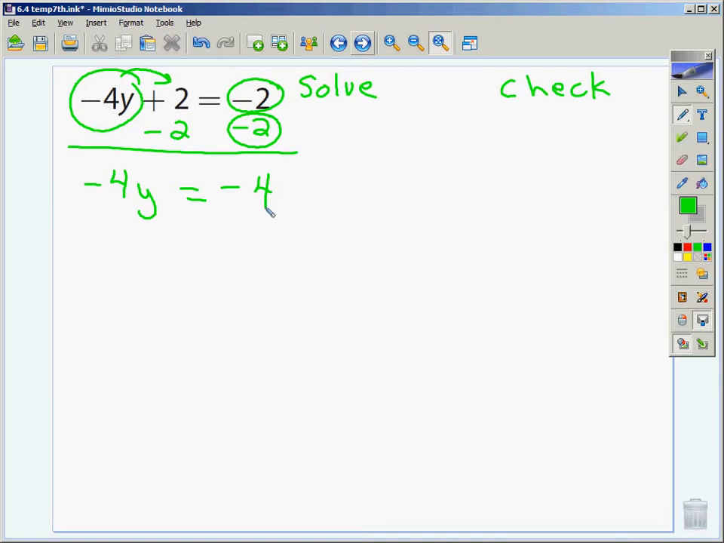I want to get this y by itself yet. It's being multiplied. The opposite of multiplication is division. Please, it's being multiplied by a -4. Make sure that you divide by a -4. A negative into a negative is going to make a positive. In other words, these are going to cross out and make a positive 1y, or just y. -4 divided by -4 would be what? +1.